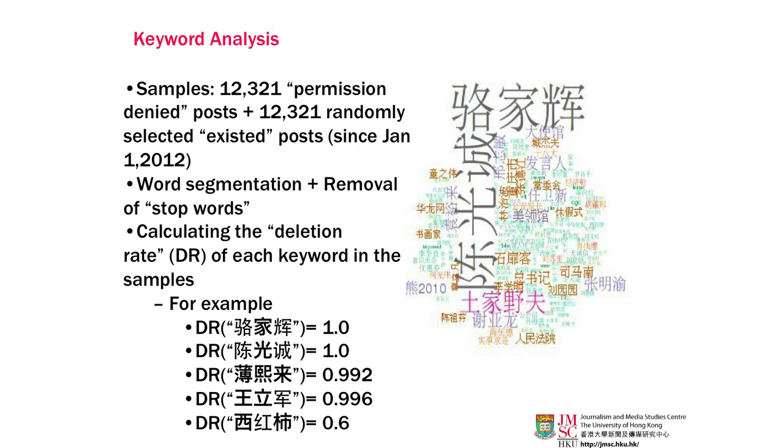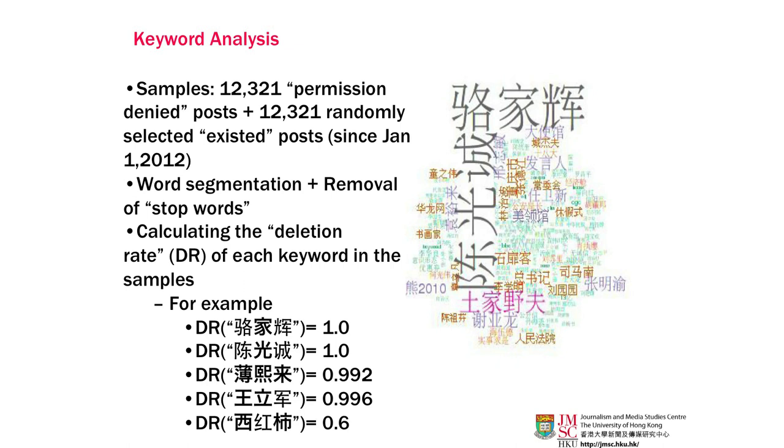And this is the last part of my presentation. Now I have collected a large set of this kind of deleted messages, and I want to make it more analytical and comparative. So I took a sample of 12,000 deleted posts, and I randomly selected another 12,000 messages from our system that are existing, not deleted. So we can do a comparison of the two groups of data.